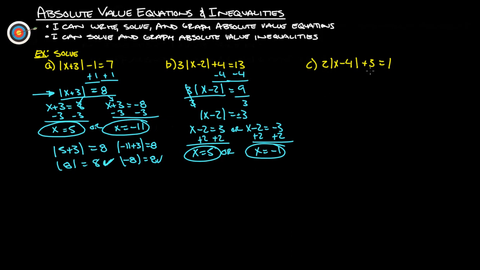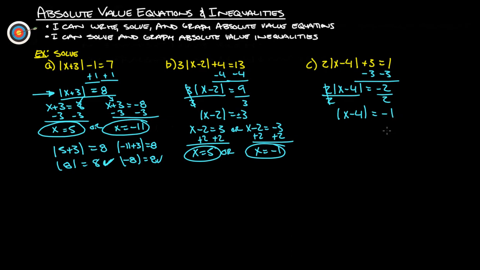Okay, and then let's try this one. Subtract 3 from both sides. 2 times the absolute value of x minus 4 equals negative 2. Then we divide both sides by 2, and we get the absolute value of x minus 4 equals negative 1.